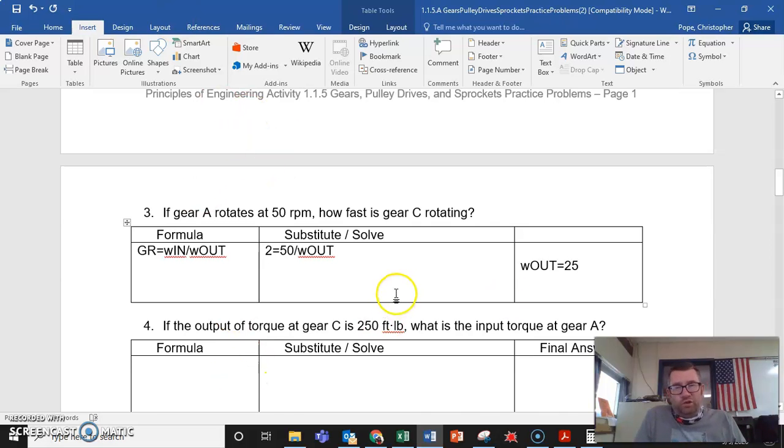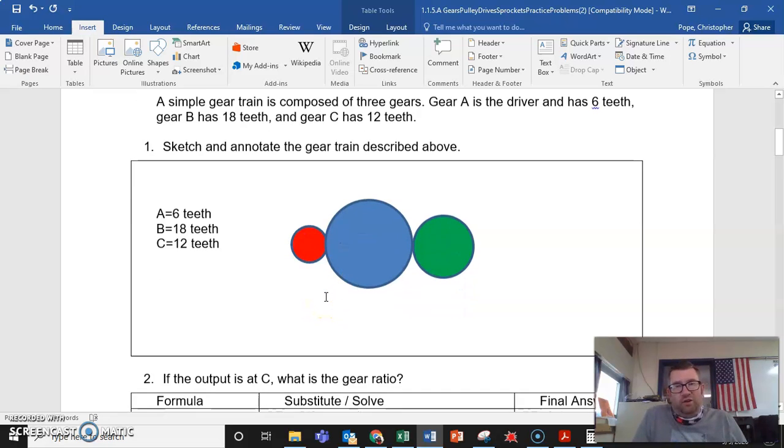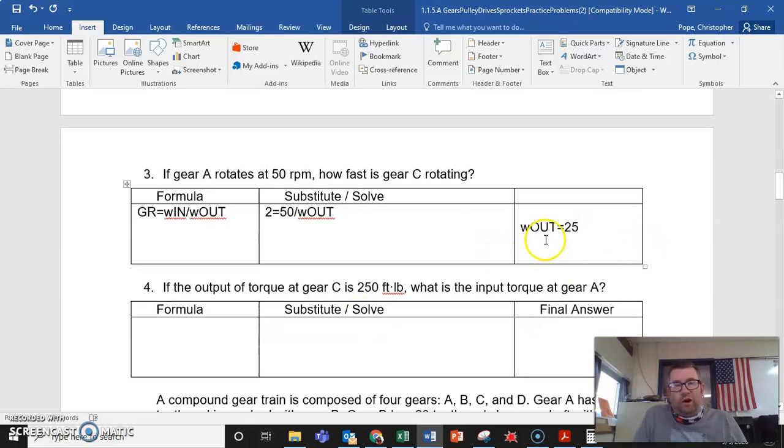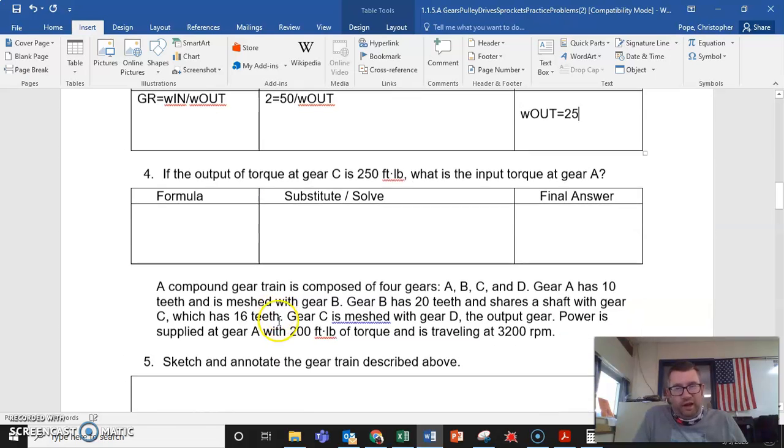Now, we need to look and see if our answer makes sense. If we go back up here, does it make sense that a gear that is twice as small is going to rotate twice as fast? Well, yes, it does, because we know that smaller gears are going to have higher RPMs. So our out gear, gear C, looks like our model versus our in gear, gear A.